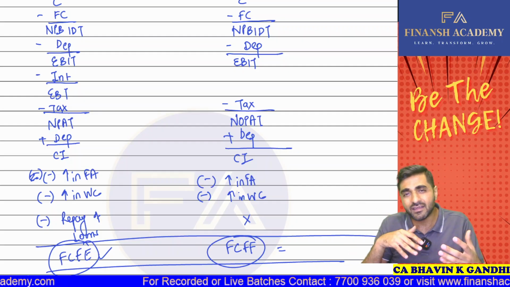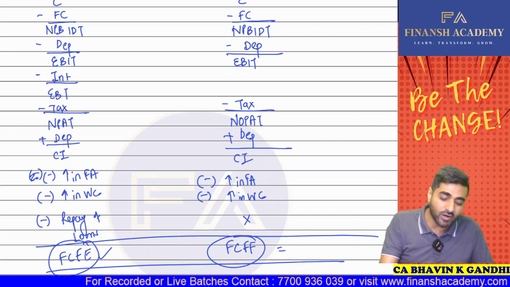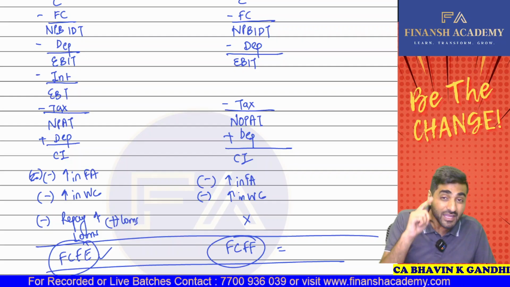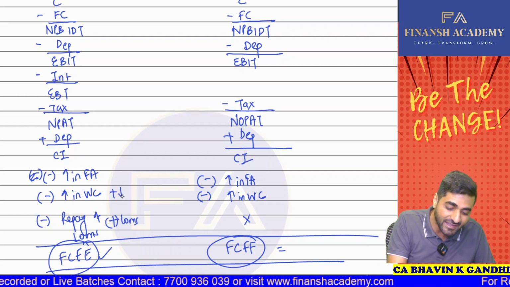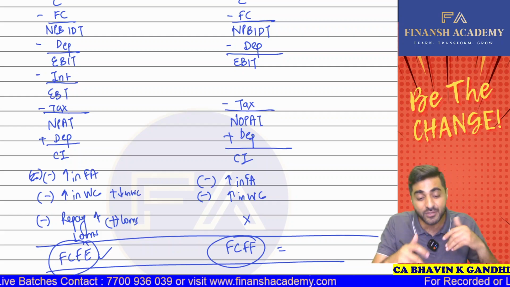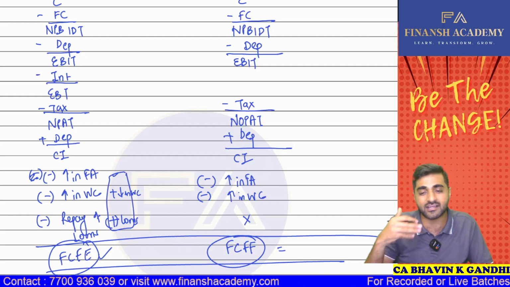By the way, just to make you understand, if there are any loans taken, we can add the amount of the loans taken. If there is any release in working capital, we add that. If you sell any fixed assets, even that needs to be added here. So this together will give you the correct cash flows.